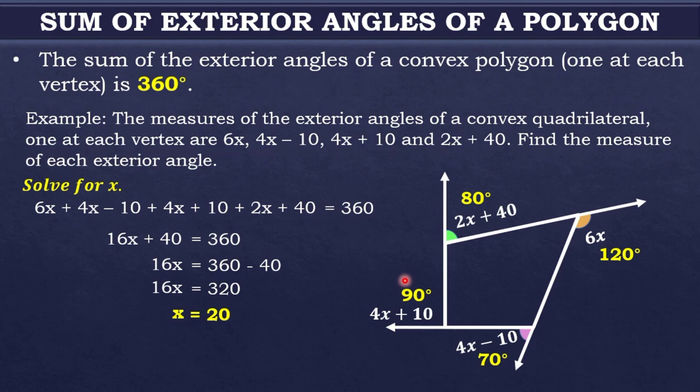How will you check if your answer, or yung measures po ng exterior angles mo, are all correct? So, dapat, pag in-add po natin yan, ang magiging result niyan o yung sum niya is 360. So, i-add po natin. 80 plus 120, this is 200, plus 70, that is 270, plus 90, that will become 360. So, therefore, our solution is correct.